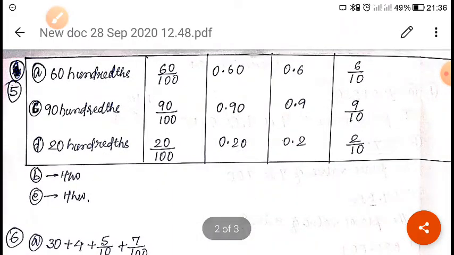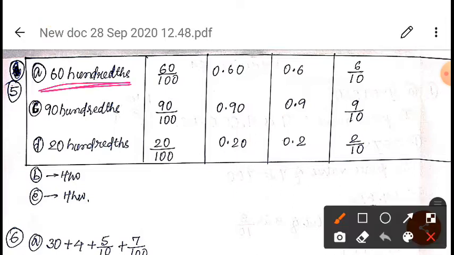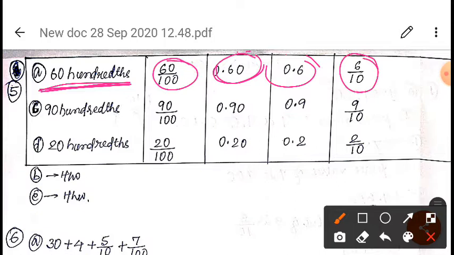Okay, now next is what? Complete the table. You have to complete the table. So in the table you can see 60 hundredths. 60 hundredths is written as 60 by 100. And when you write this in decimal form, you can write 0.60, or also 0.6, or you can write this as 6 by 10, because when you divide this you will get this.